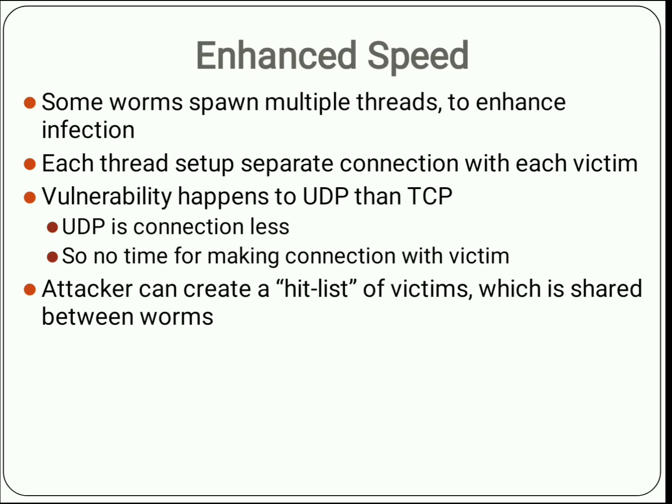Then the third case is that the attacker can create a hit list of victims which is shared between worms. Actually, what do you mean by this hit list? A hit list includes addresses of thousands of vulnerable machines. Always the attacker will have a hit list, and this hit list will be shared between worms, which makes it easy for the worm to spread. So these are the various ways by which the worm increases its speed of spreading.